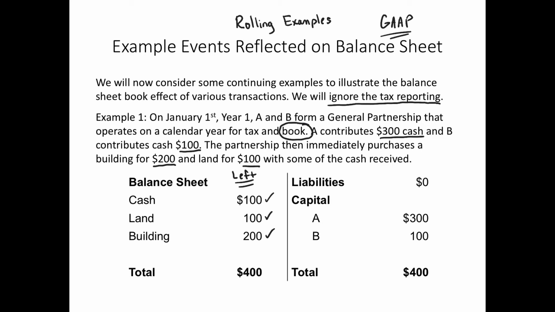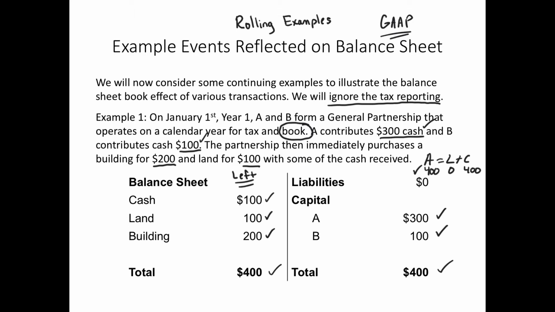Liabilities, there are no liabilities so far. And then the capital accounts, right? A contributed $300 cash and B contributed $100 cash. So that's what the capital is. It's the amount of cash with respect to those individual owners. So we have our accounting equation, assets equals liabilities plus owner's equity or capital. We'll call it C, capital, here. Assets of 400, liabilities 0, capital 400, boom, we're in balance. And they equal out, and we show that. And that's the purpose of the balance sheet.